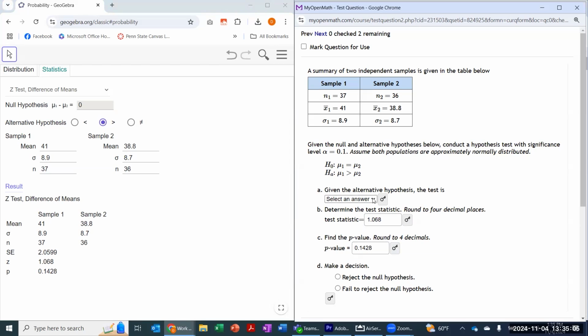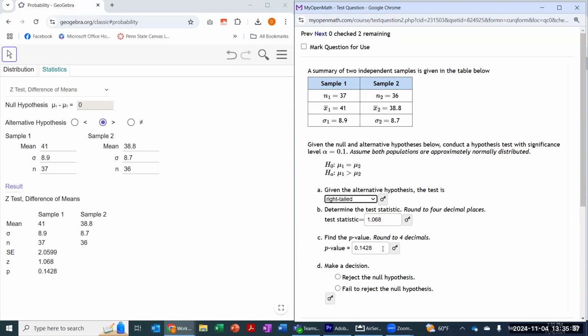And let me jump back up here to part A. The test, given the alternative hypothesis, I can see is a right-tailed test. So my p-value is 0.14 and change, and my alpha is 0.10. Be careful, it's easy to misread those alphas sometimes. So 0.10 is my alpha. My probability p-value is 0.14. That is greater than alpha.